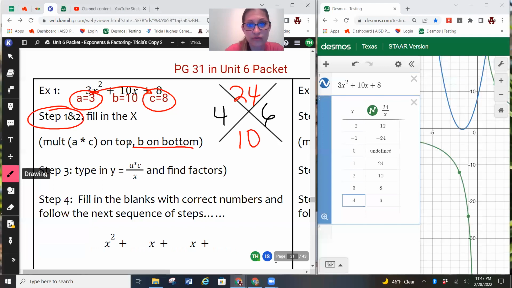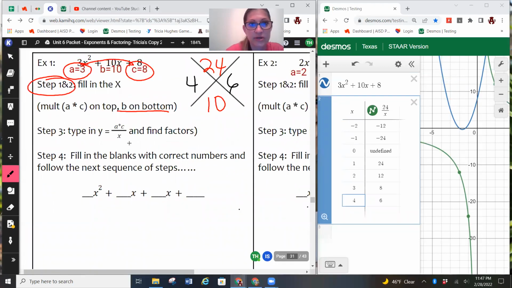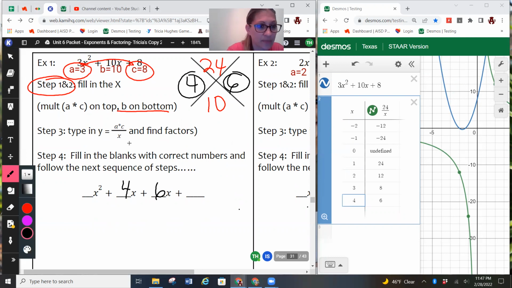Okay. Once you fill in your X, you're ready to come down here and fill in these blanks. The 4 and the 6 belong in the middle because 4x plus 6x does add to make 10x. We then need to have our 3x squared right here and our plus 8 here.